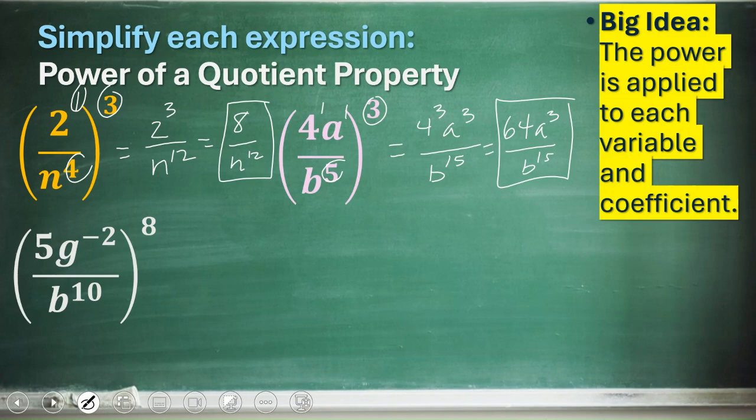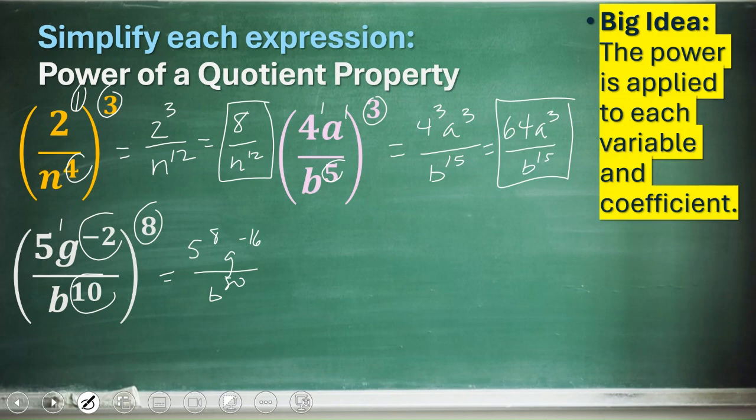Let's take it up a notch. We have a negative exponent, so we're going to do the exact same things that we were doing. So we have 5 to the 8th. Even though it's negative, I still just multiply as expected. So negative 2 times 8 is negative 16, all divided by b to the power of 10 times 8, which is 80.